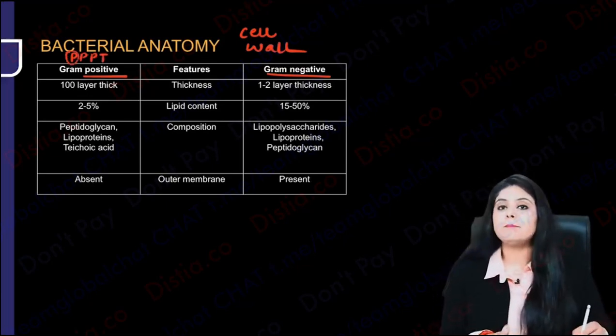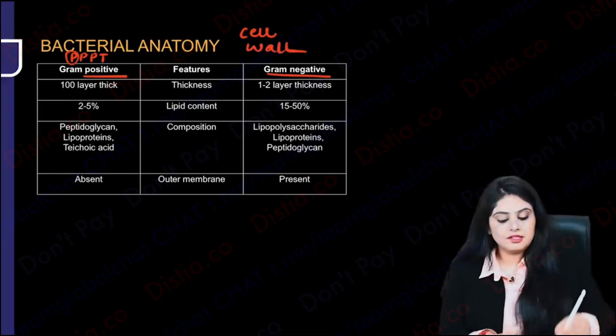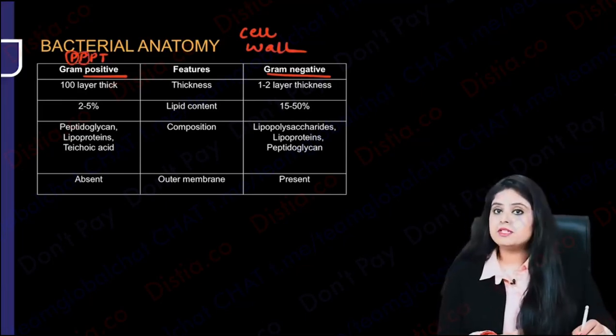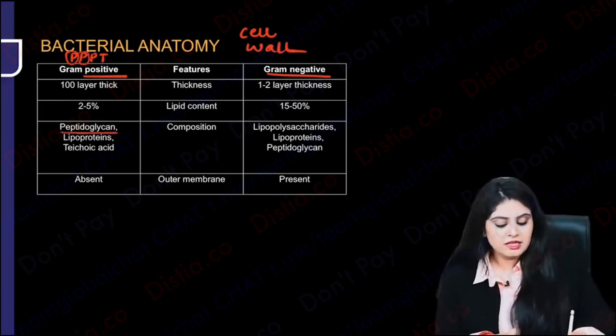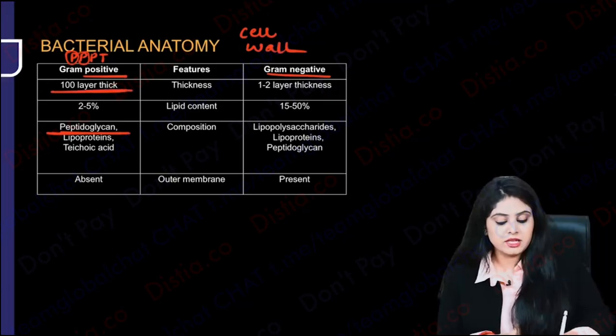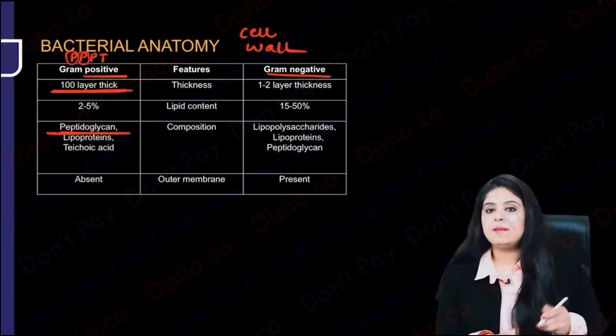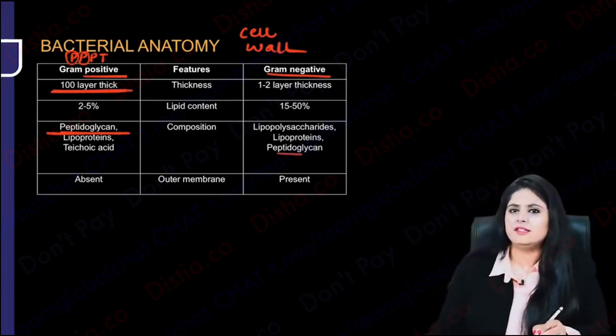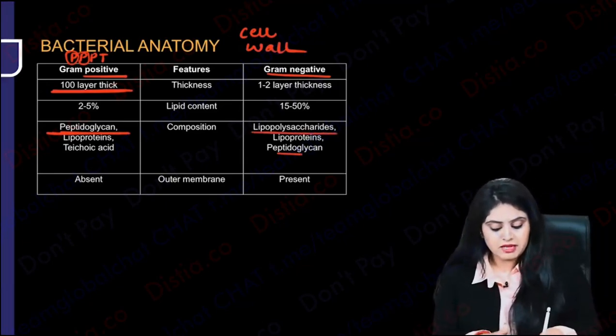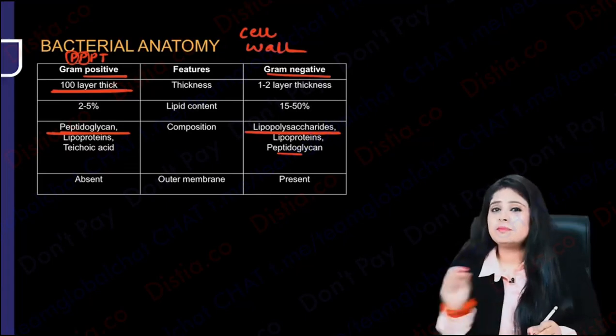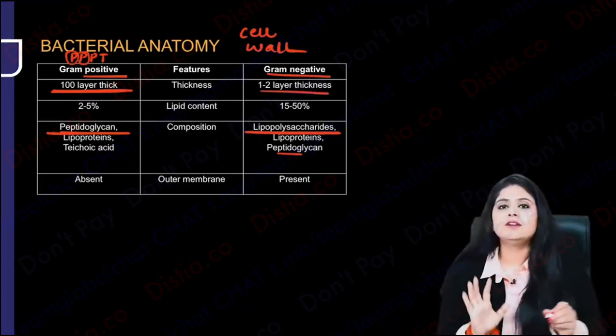Why? Because I'm talking about gram-positive organisms. And if I ask who has more peptidoglycan, you will say, of course, gram positive has maximum peptidoglycan, so much so that it has become 100 layers thick. Whereas in gram negative, peptidoglycan is very less. Primarily, it is made up of lipopolysaccharides. How less? Hardly 1 to 2 layers thick.